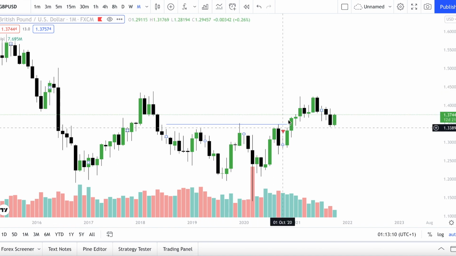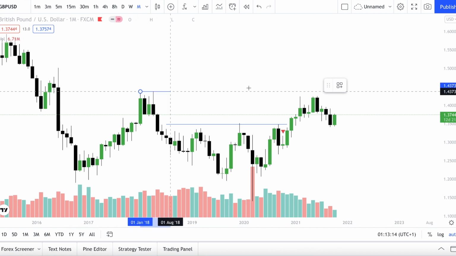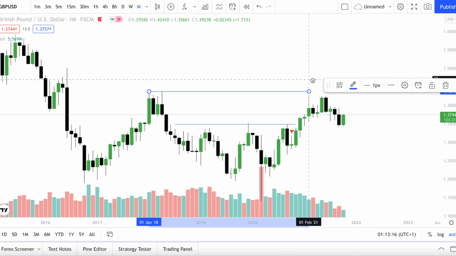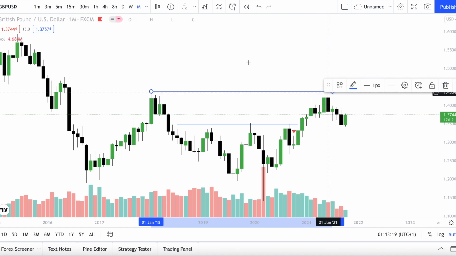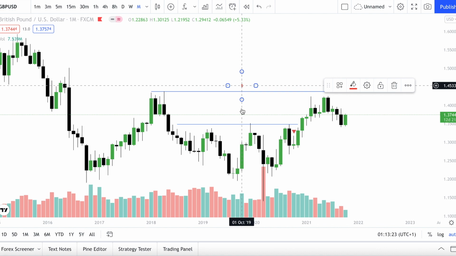Price breaks the structure, creates the double top, and if you already know what double tops are, they hold liquidity on top, so there's money on top. So you gotta keep that in mind. Double top.